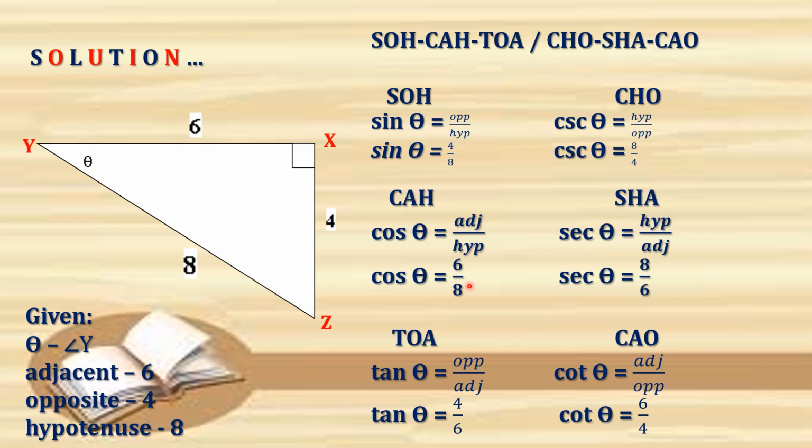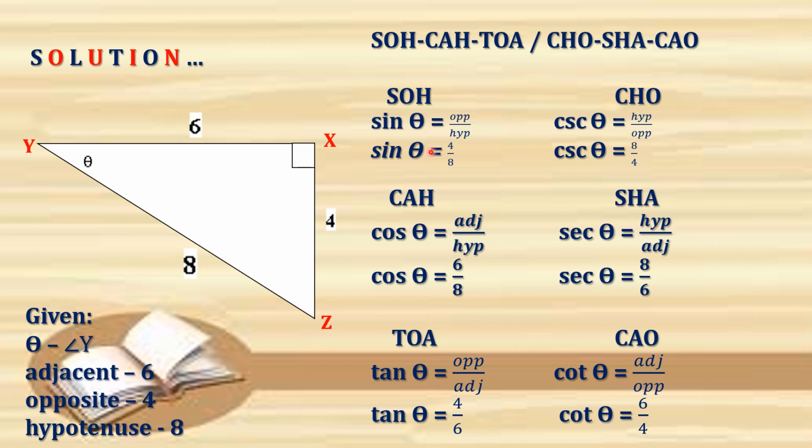That's why we have cosine theta is equal to 6 over 8. I hope you can still follow. We still have more. Let's now proceed to TOA. TOA stands for tangent theta is equal to the opposite over adjacent. So based from our given, our opposite side measures 4 and the adjacent side measures 6. That's why we have tangent theta is equal to 4 over 6.